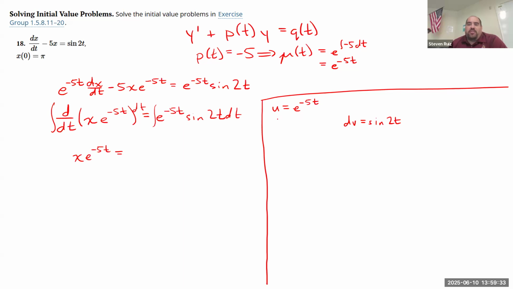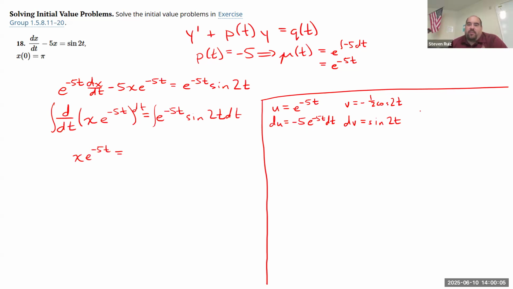All right, so if those are u and dv, then what's du? du will be equal to -5 e to the -5t dt. v will be equal to -1/2 cosine 2t. And let me double check that. Yeah, okay.